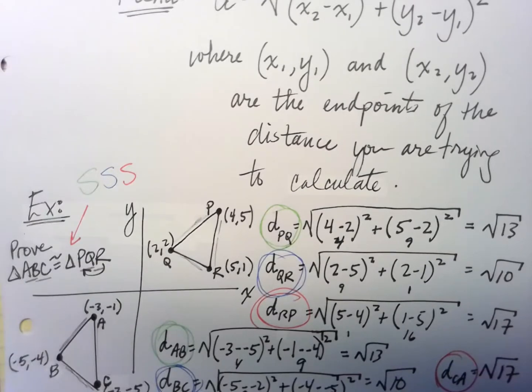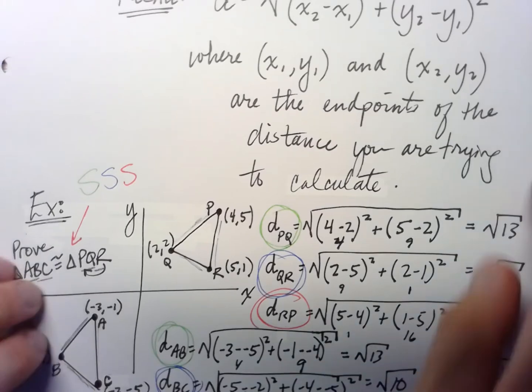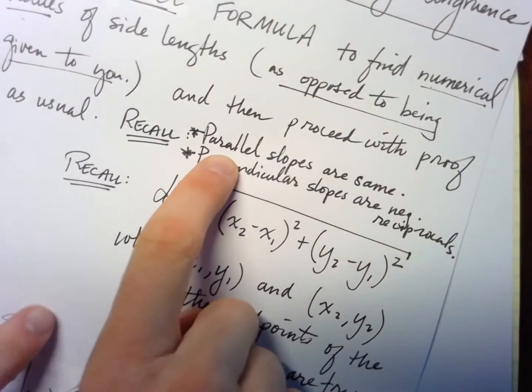And so now we're going to do one more example where we are not showing that triangles are congruent, but rather that it's a right triangle or that it's isosceles. And again, we're just using the distance formula and what we know about slope, the parallel slopes and perpendicular slopes, to make some determinations about the parts of the triangle.